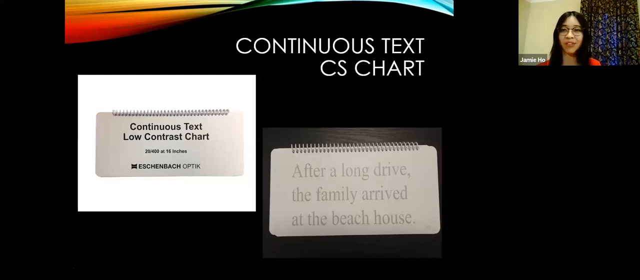Many of you might not have a Pelli-Robson chart lying around. They're a little bit costly, especially the printed ones, because it takes a lot to replicate that ink. So here are some shortcut ways, some screeners. Eschenbach makes a continuous text chart, which is good. This is like 2,400 text, and you hold it at 16 inches and they basically read. The good thing about this chart is you can also get a feel for how impaired the reading is.